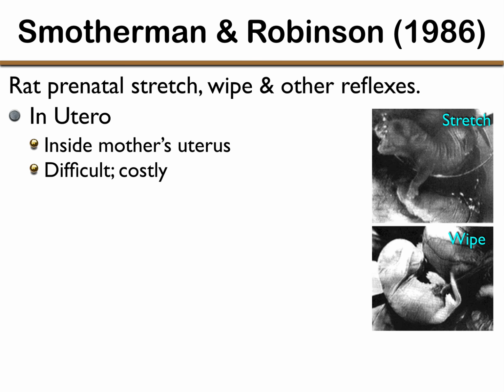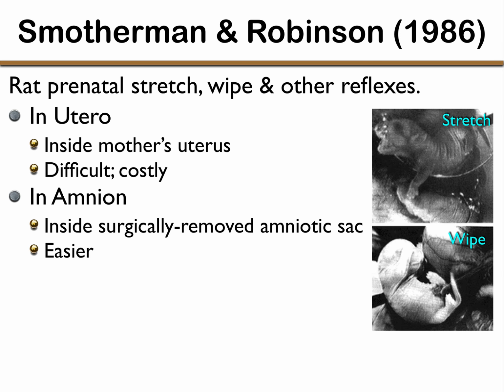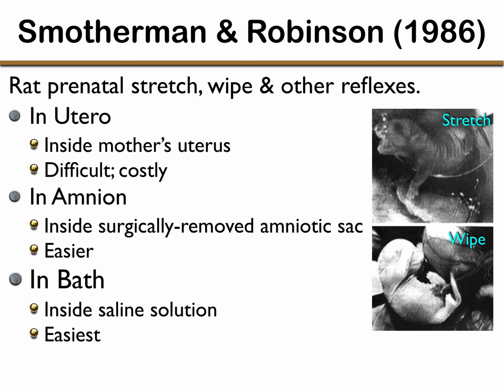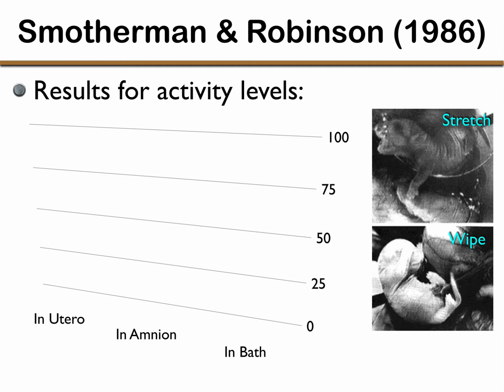Sort of a compromise is in amnion. So basically you're going to surgically remove the amniotic sac from the mother, which gives you more access to observing the embryos. So it's somewhat easier. But the easiest is being in what they called in bath, inside a saline solution. And so now you're not even looking through the amnion. It's just the embryo is right there in a saline solution that sort of mimics the amniotic fluid. But what they found was kind of interesting in terms of the relative incidence of occurrences of these reflexes. So here are the data.